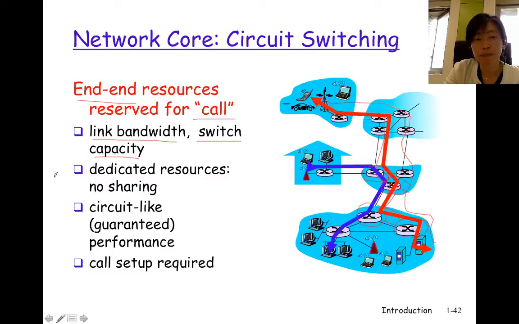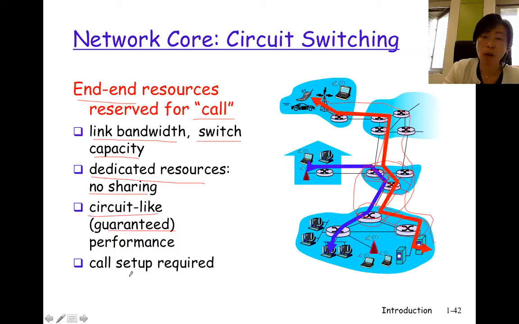So we have dedicated resources, and these are not shared across calls. For example, in this segment of the internet here, we see 2 calls, but a part of the switch here reserves resources for the red call, and the other for the blue call. So very important, not sharing. So it's circuit-like behavior. It guarantees a very smooth call experience. All right.